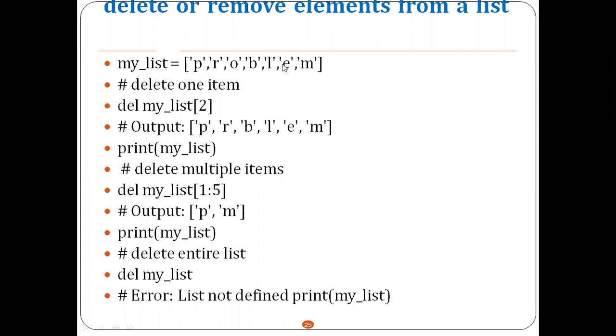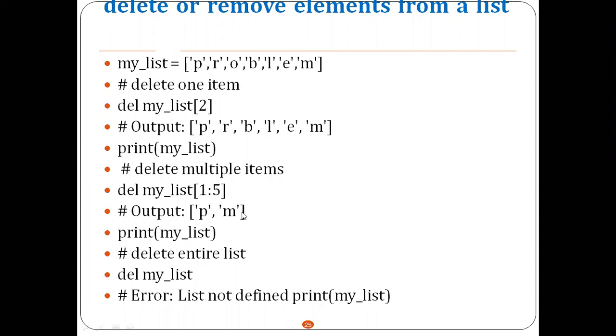So my list, that is PROBLEM. What is left is PNM, right? In this case, 5 is again exclusive of the range. You delete from 1 to 4, that is index 1, 2, 3, and 4. Don't delete the index number 5. So what you are left with is P and M. Only 2 elements are left within the list.